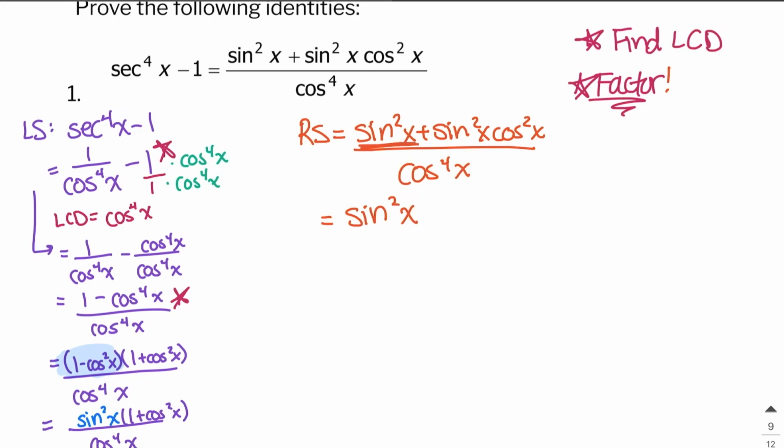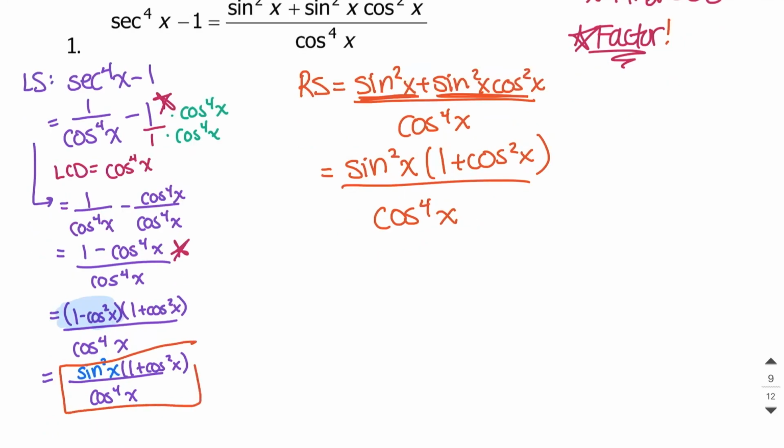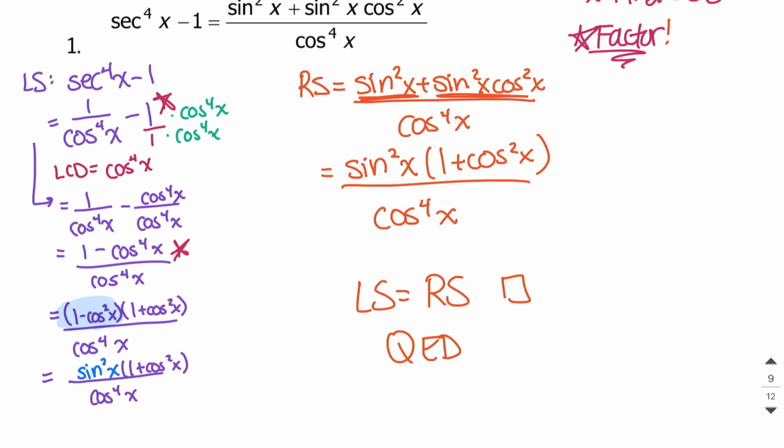In my first term right here, I would end up getting a 1. And when I factored out of here, I would end up getting cosine squared x. And that's all over cosine to the power of 4x, which is exactly what we've been able to write our left-hand side as. So that means that our left side equals our right side. And so we have proven our identity right here.